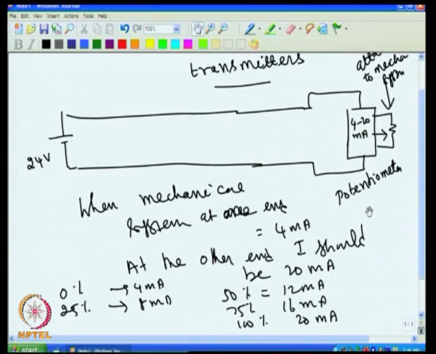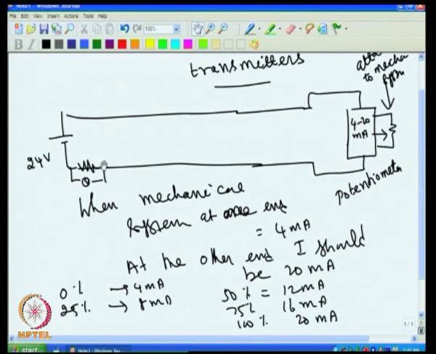Now, this is a very classical system, and it is used extensively even today. This is called a two-wire system, because only two wires are used to carry the power, and the same two wires are used to carry the signal. In actual use, to know the signal position, they connect one resistance here and measure the voltage across this. The voltage across this gives you the position information.